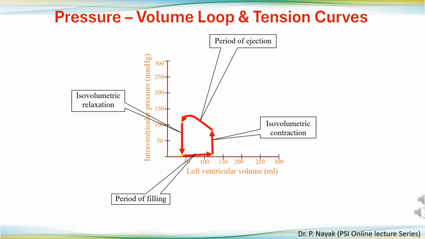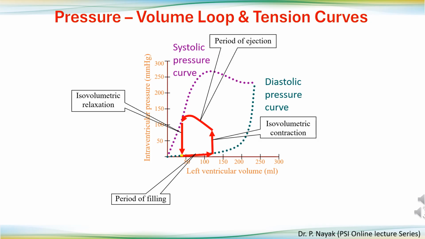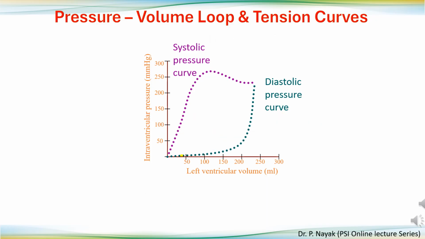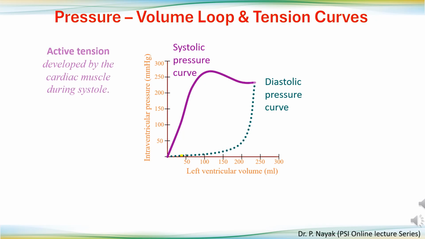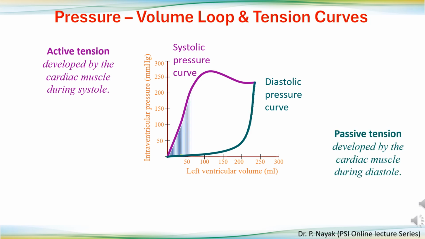Next, we would like to see the pressure-volume loop in the context of tension curves produced by the left ventricular muscle. As you can observe, the loop is fitted properly within the systolic pressure curve and diastolic pressure curve. The systolic pressure curve is active tension developed by the cardiac muscle during systole, whereas the diastolic pressure curve is passive tension developed by the cardiac muscle during diastole. At any specific volume, the difference between these two pressure curves is the actual pressure developed by the cardiac muscle at that volume. This is part of the Frank-Starling law.